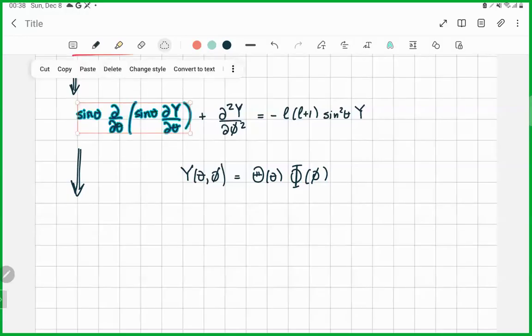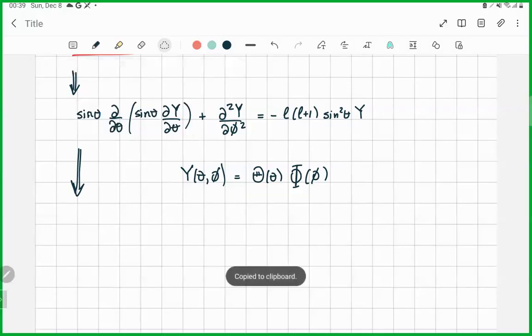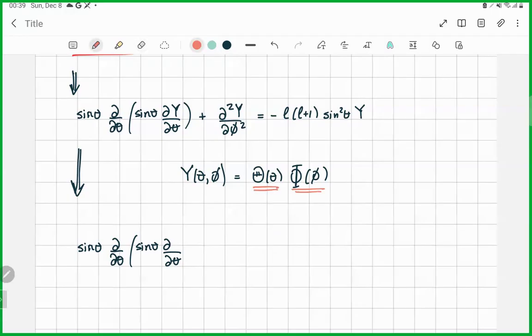No, I'm going to copy just this term first. Okay, so I'm going to copy this first term. And as we said, wherever there is y, we are going to put the function of theta and the function of phi. But this derivative is only theta, so the part that depends on phi comes out. And what survives here is just the part that depends on theta. And this derivative is no longer partial, because now we only have theta.